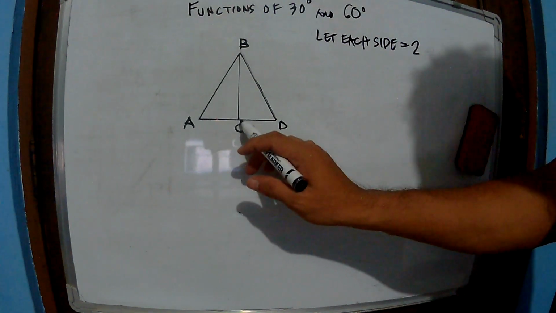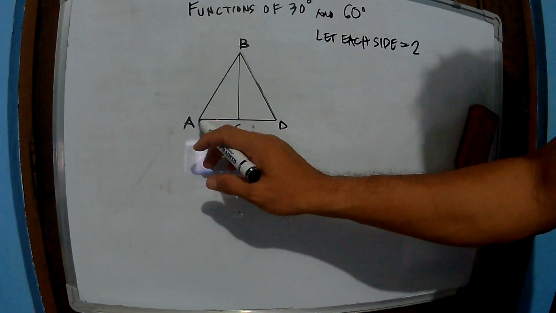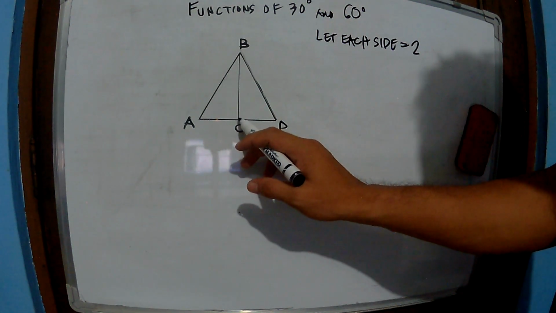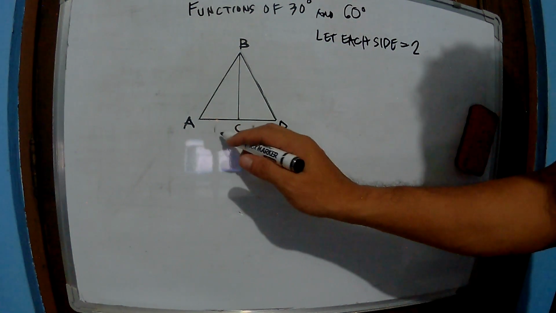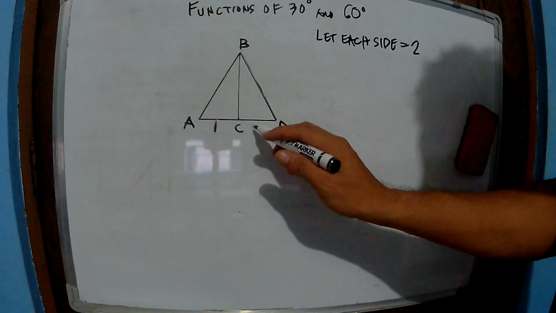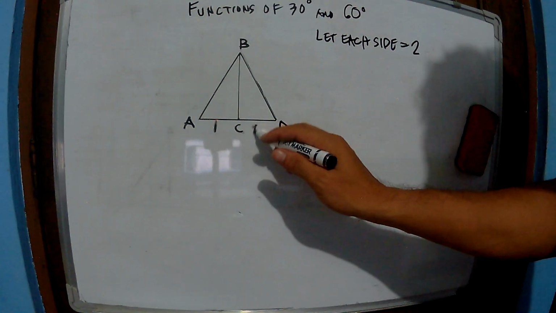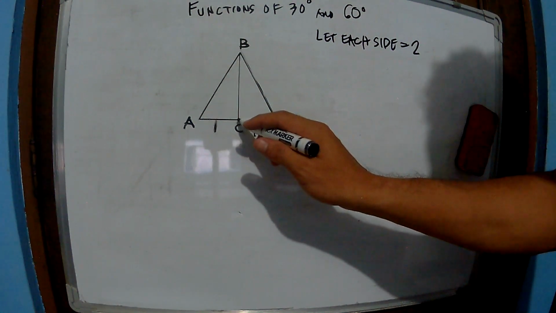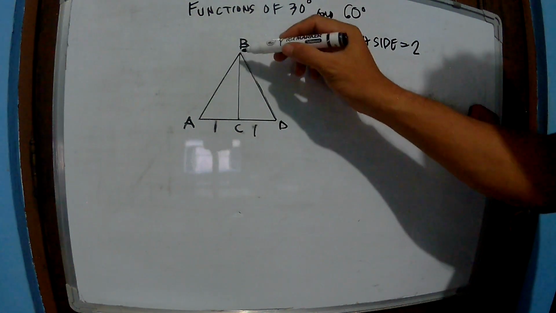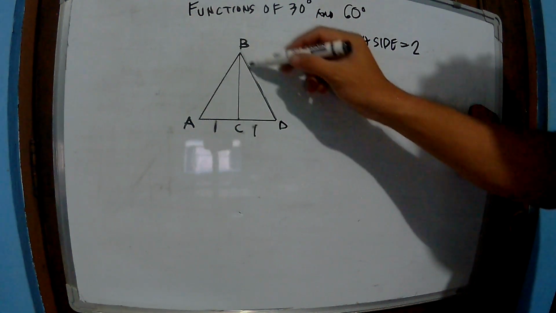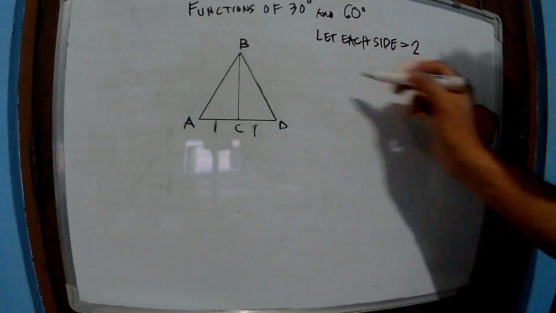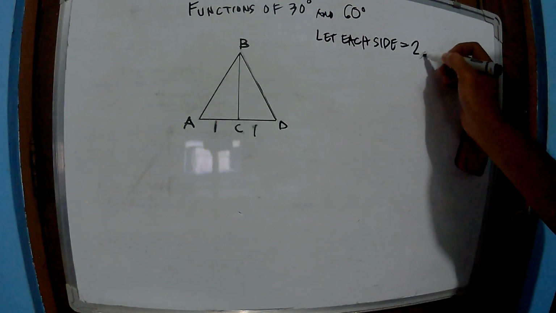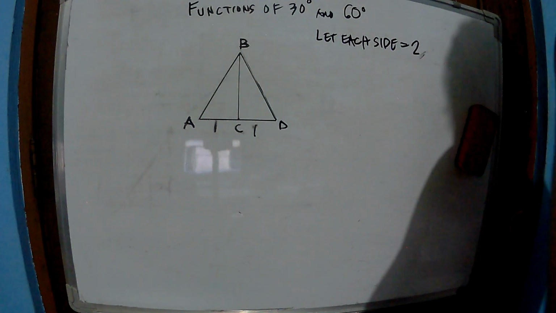So line AC is now equal to 1. This one is also equal to 1. Line CD is equal to 1. But line BD and line AB are equal to 2.